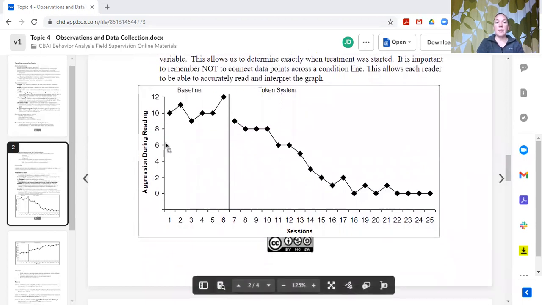So here's an example where we have aggression during reading. We have baseline data, and we have data points of 10, 11, 9, 10, 10, and 12. We have a condition line that signals we changed something, and in this case, we changed to using a token system, and we continued to take frequency data, because you have your numbers over here, frequency. We see that it is starting to decrease, and it is decreasing, and it ends up at zero.